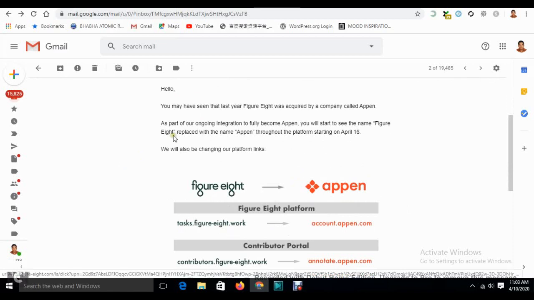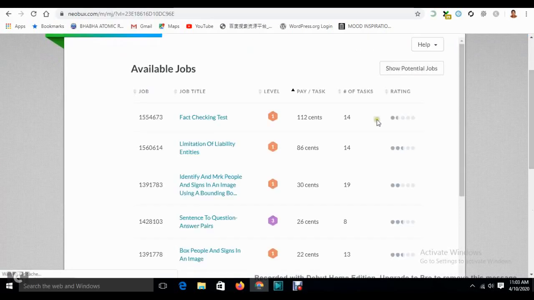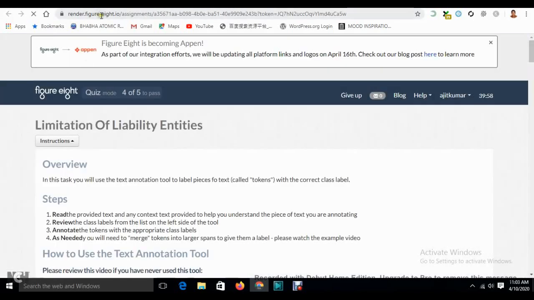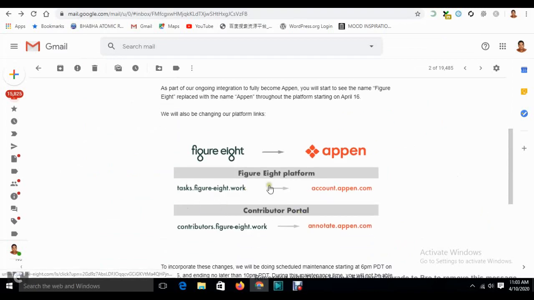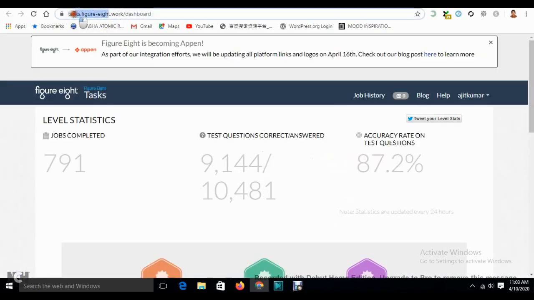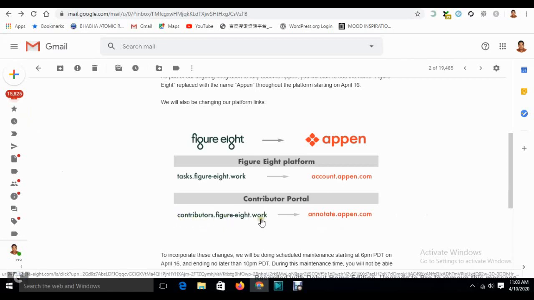As for the tasks, you are very much aware that if you go to the various task providers, you will see this dot figure8.io. But now it will show completely as Appen. So now task.figure8.work will show as account.appen.com, and the contributor portal will show as contributors.figure8.work.